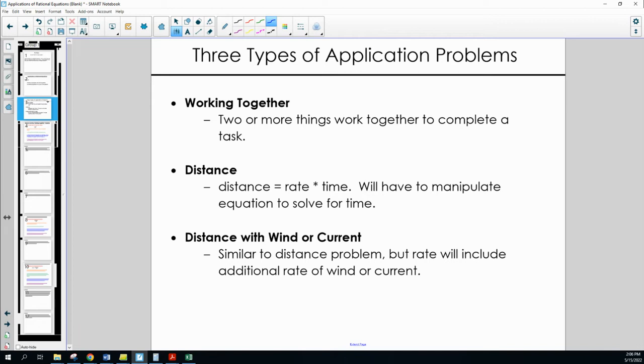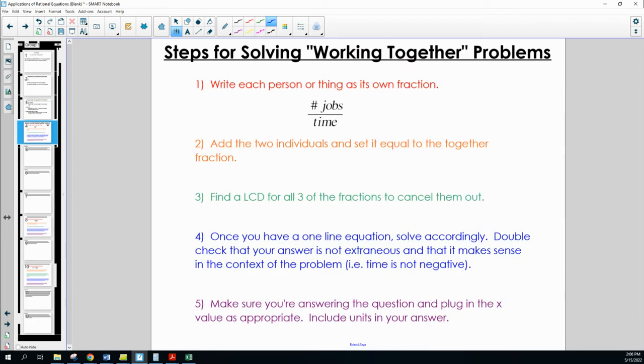There are distance problems, where distance is equal to rate times time, and we normally will solve so that time is equal to distance over rate. And then there's a distance problem that involves the wind or the current. The first type of problem we're going to look at is the working together problems.